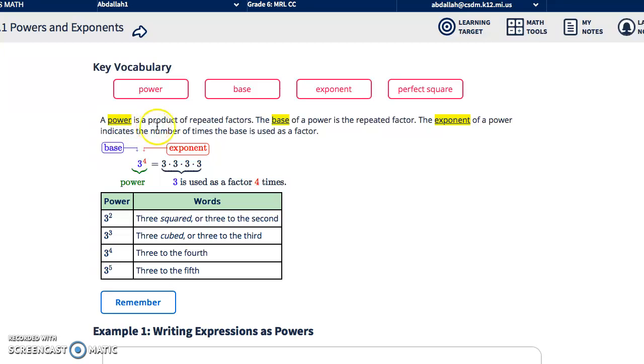The power is the product of the repeated factors. So this is the power. The repeated factors is 3 times 3 times 3 times 3. So 3 to the fourth is called the power. The base is the number that it's being multiplied, and the exponent is how many times.